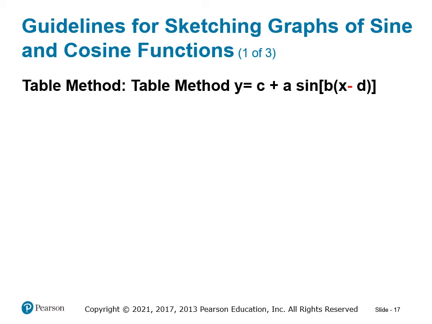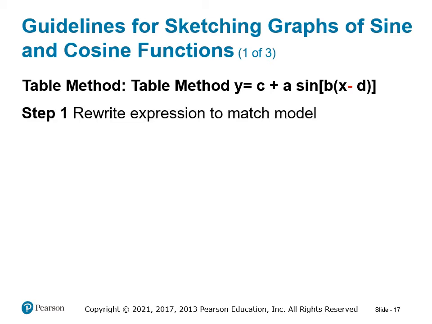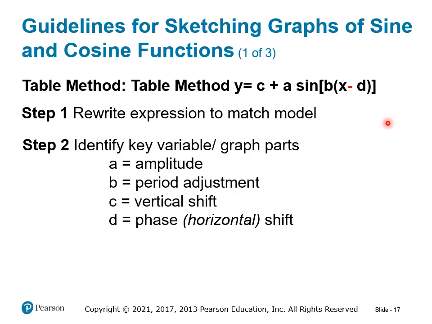So just a quick reminder of how we're doing this. First, rewrite the expression to match the model. And again, it doesn't matter if it's sine or cosine, these are interchangeable. Just make sure you're using the right one and the right table with the right values. Then you want to identify the key variable or graph parts from the model: A, B, C, and D.